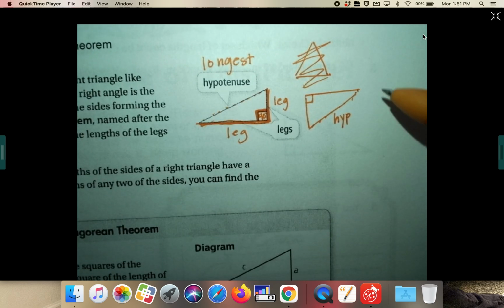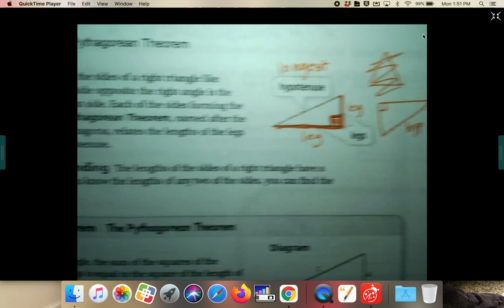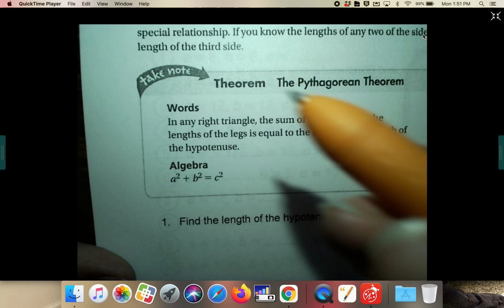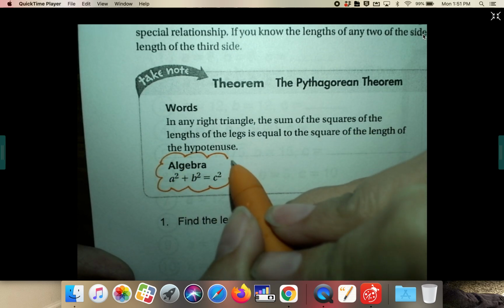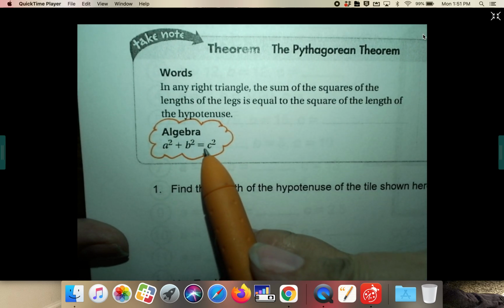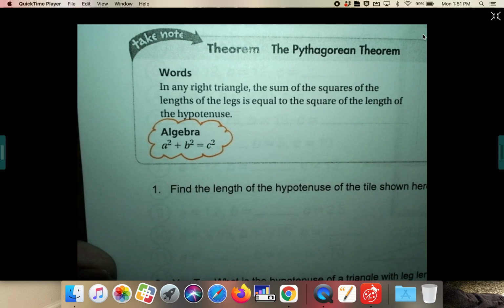Okay, once you know that we're dealing with a right triangle, you can go ahead and apply the Pythagorean theorem. The Pythagorean theorem states that if a squared is added to b squared, it will always exactly equal c squared. So a squared plus b squared equals c squared is what the Pythagorean theorem is. And now let's talk about what in the world a, b, and c are.